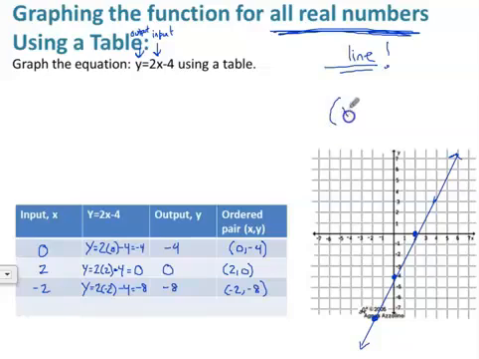Remember, points are always written as x, y, so any point on this graph means that the x value would be your input and your y value would be your output of this function. And any point on this entire line would work for this function. I'm going to go on to the next slide, so if you need more time, go ahead and click pause.